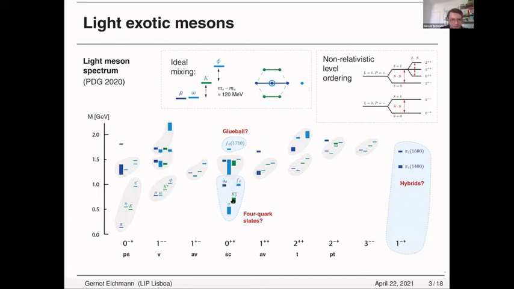The other outliers are the light scalar mesons, because here nothing works. The mass ordering inside the multiplet doesn't work out, because instead of the a0 being mass degenerate with the sigma, it is almost degenerate with the f0, which doesn't make any sense. And also the mass ordering between the multiplets, the mass ordering between the quantum numbers that we would expect from here, would also only work if we ignored the light scalar mesons entirely.